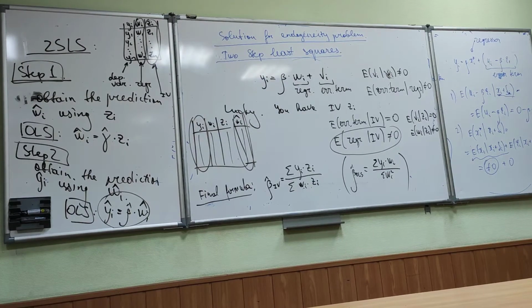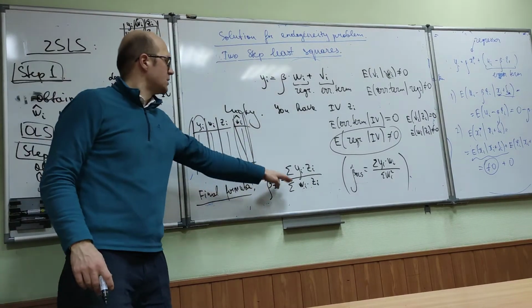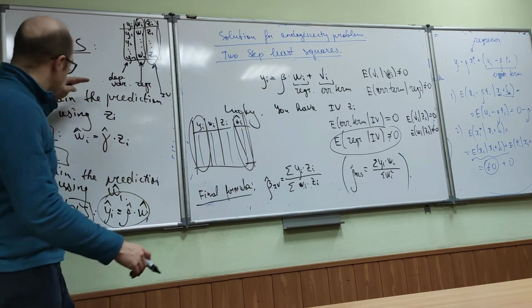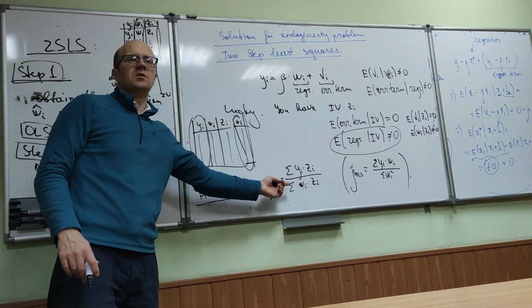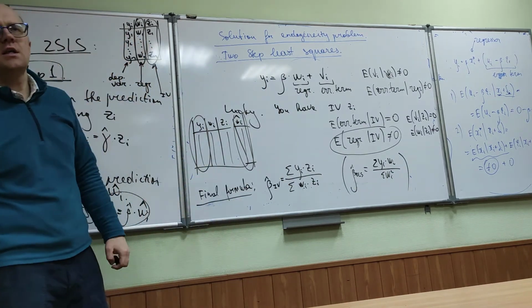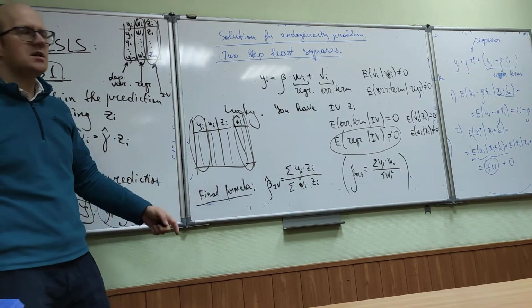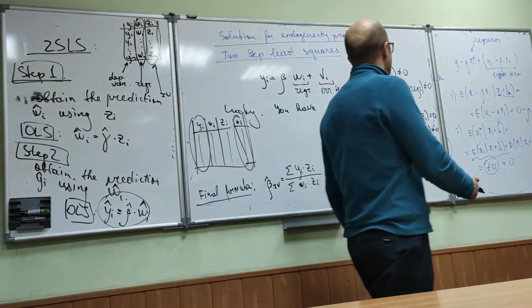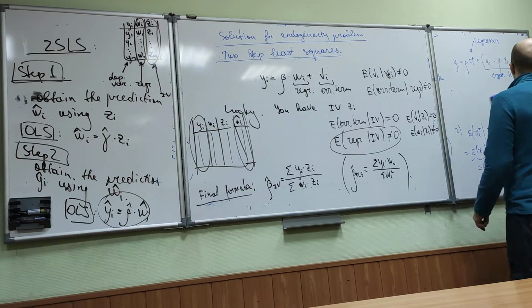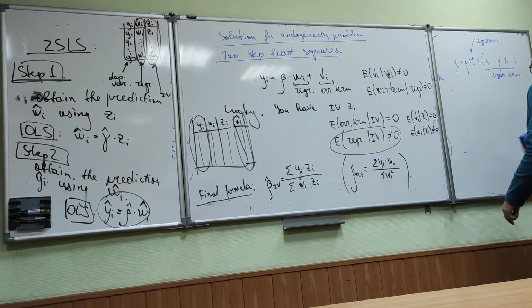I will not prove this fact, I will just use this formula. So if you do these two steps, you will obtain this formula. Okay? In the case of a constant present, how would this formula change? Who can guess? If you have a constant, how would this formula change?